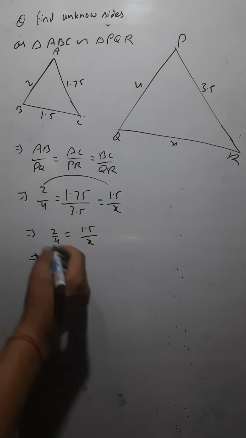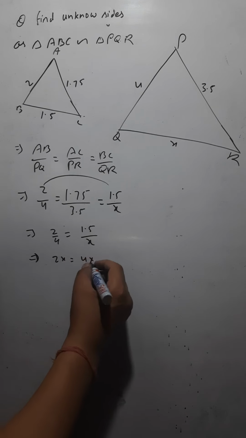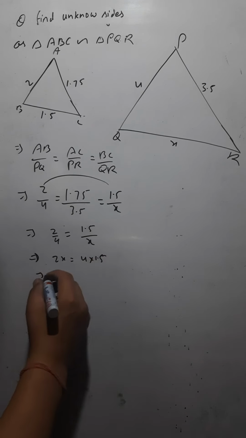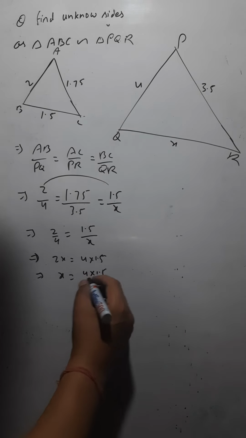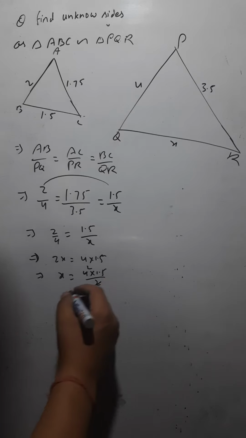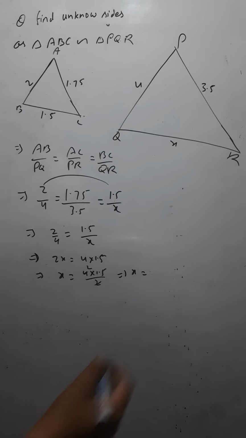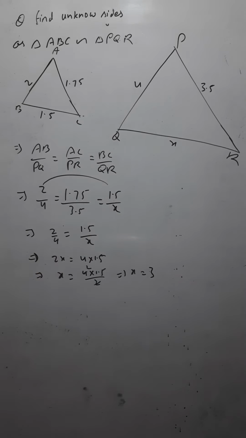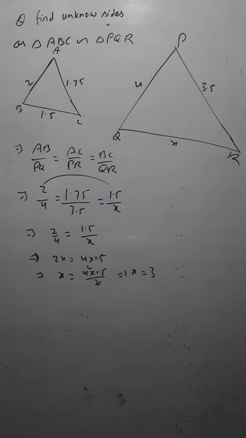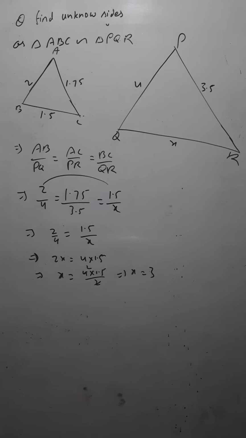So 2x would be equal to 4 multiplied by 1.5. From here the value of x would be 4 multiplied by 1.5 divided by 2, so 2 to the 4. It implies the value of x would be 3 centimeter, isn't it? So this is how you would solve these sort of questions. Just note it down.